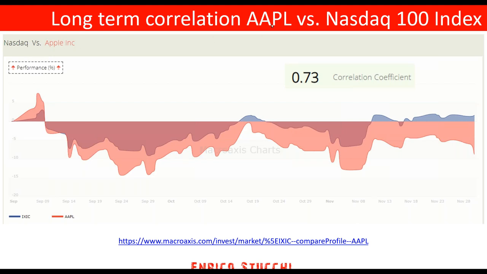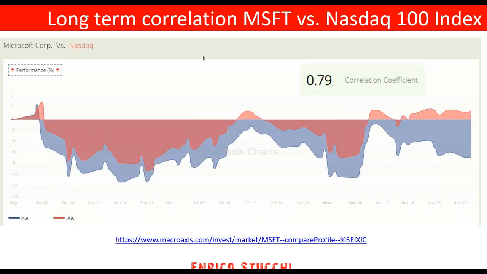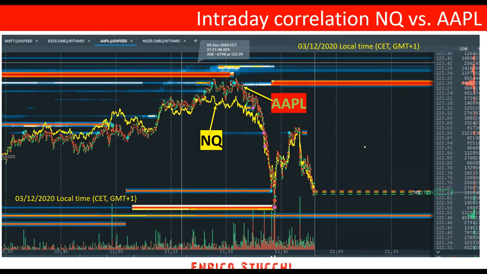So this is, for instance, long-term correlation, Apple versus Nasdaq. This is the correlation coefficient. That means one is the best correlation, minus one is the anti-correlation, and zero is no correlation. So 0.73 is very high for Apple, and 0.79 for Microsoft. This is long-period correlation. But this is the intraday correlation, Nasdaq against Apple. The dots are Apple and the yellow line is Nasdaq.